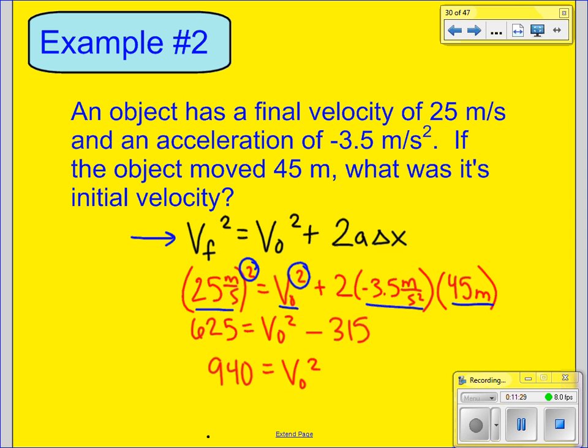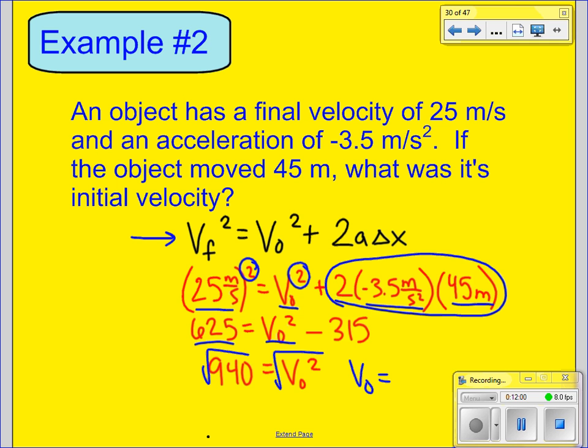Now below that, I've got it simplified out. 25 squared becomes 625 equals the initial squared, which is still what I'm solving for, minus negative 315, which is what I get when I multiply these three values together. So now I've got it finally figured out to be 940 equals V initial squared. It's important to note that this is probably one of the most commonly missed steps by students. They get to this point and think 940 is the answer, but you can't forget to square root the answer. So V initial, after I square root 940, ends up being approximately 30.66 meters per second.